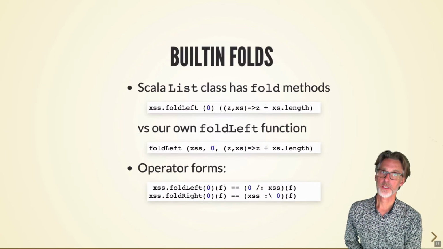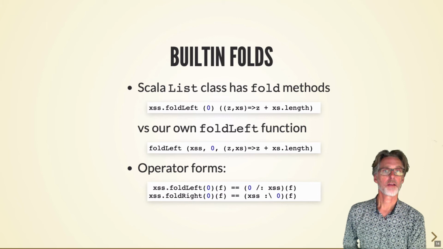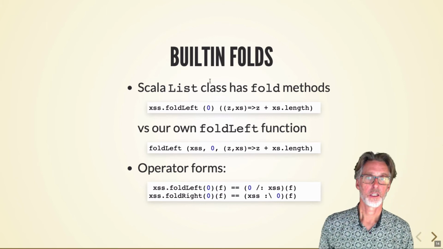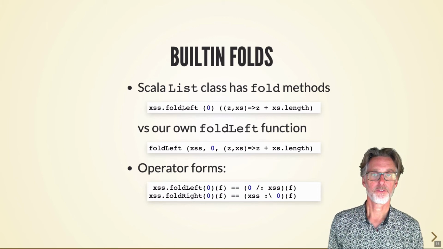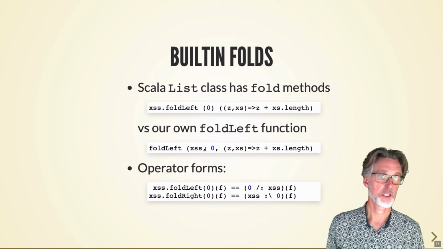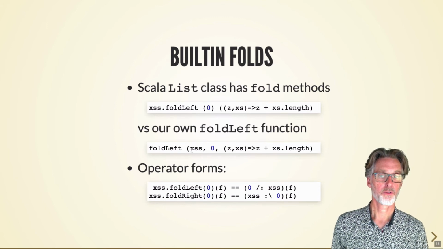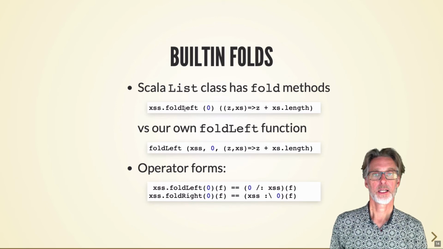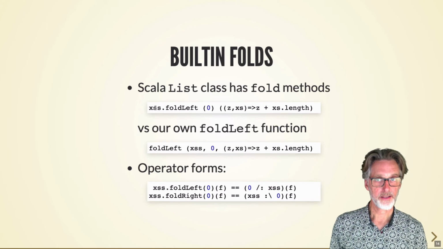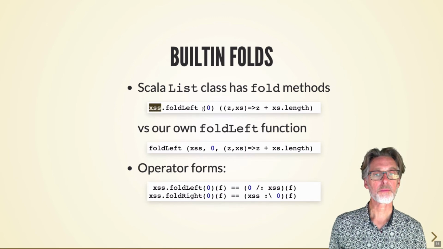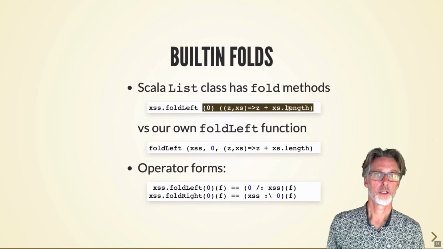Scala has folds built in, and they are curried. So this is the way we write fold left in Scala. This is the way we write fold left in our own sort of list notation. So we wrote fold left taking a triple. In Scala, actually, fold left is a method of the list class that has 2 curried parameters in this form.